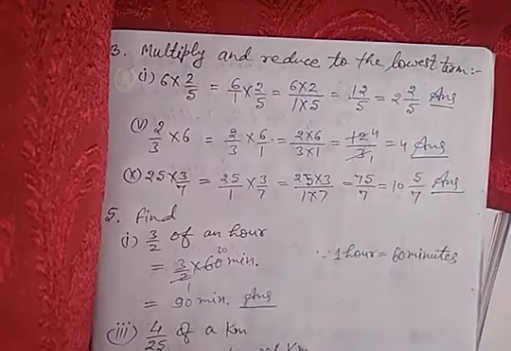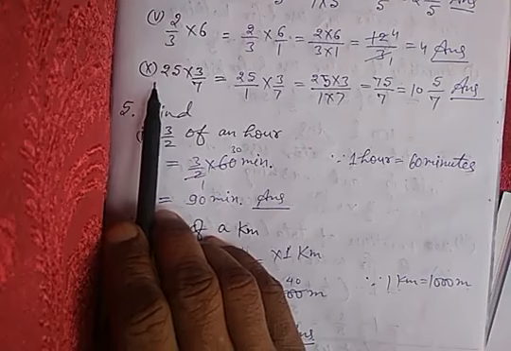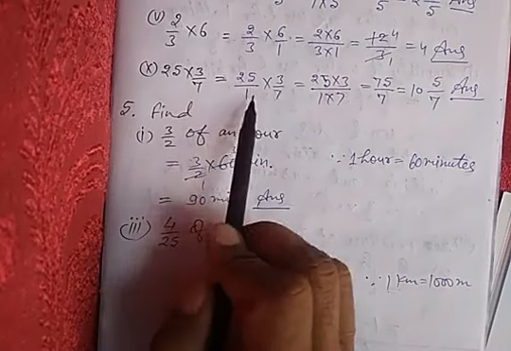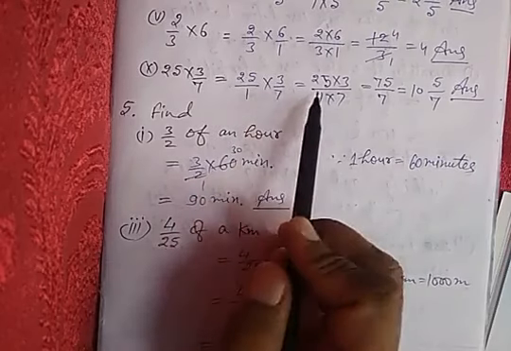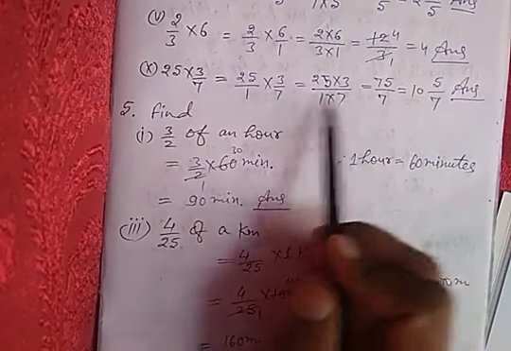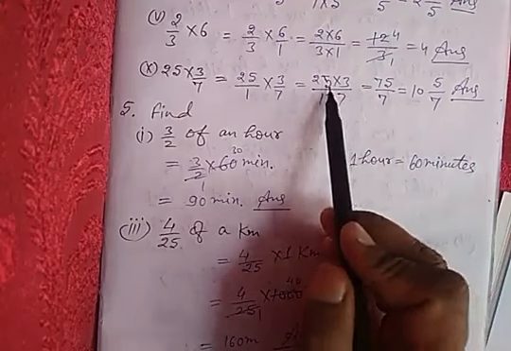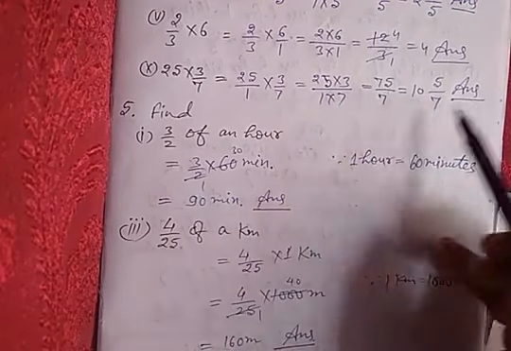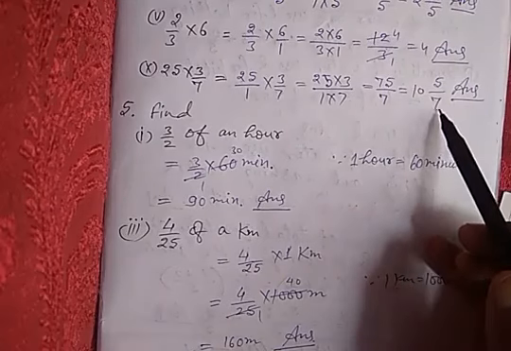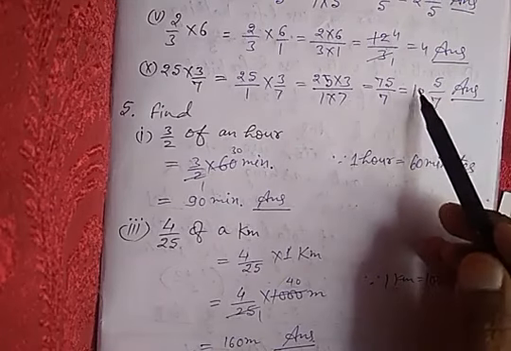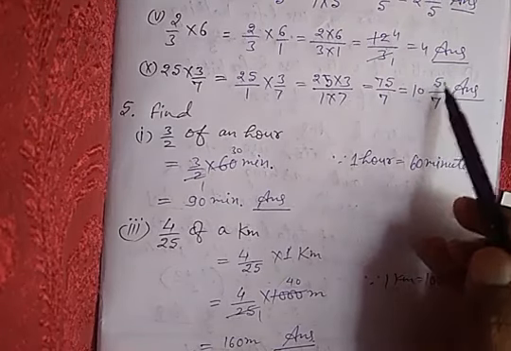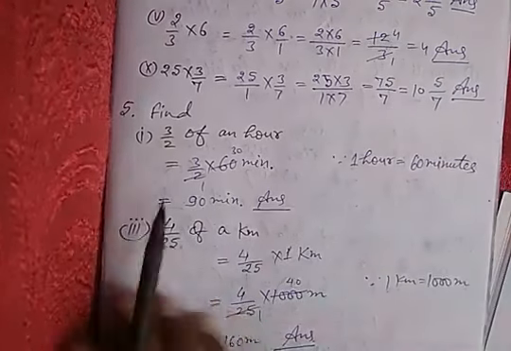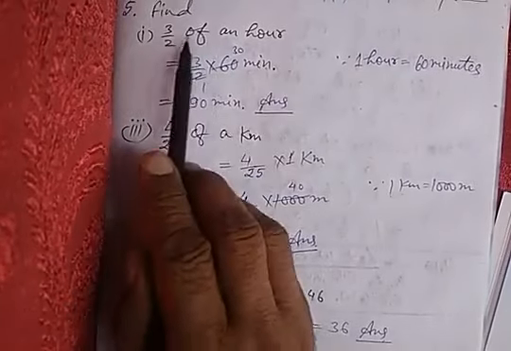This is the answer. Now 10th part: 25 into 3 by 7 is equal to 25 upon 1 into 3 upon 7, equal to 25 into 3 upon 1 into 7, equal to 25 3s are 75 and 7 1s are 7. 75 upon 7 is equal to 10 whole 5 by 7, as 7 10s are 70 plus 5, 75 by 7. This is the answer. Now question number 5.